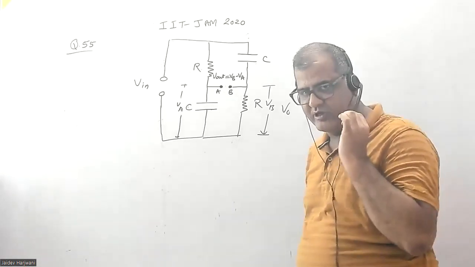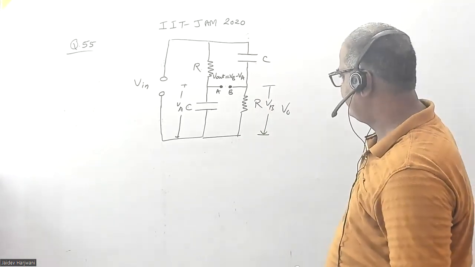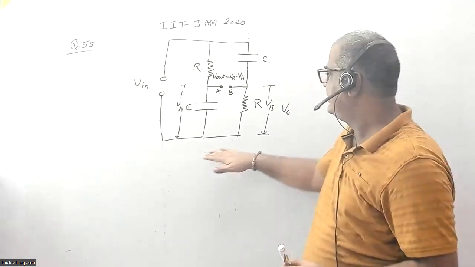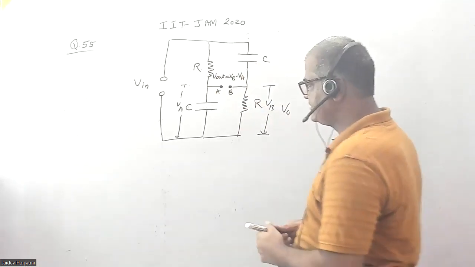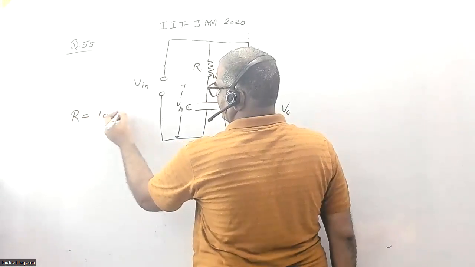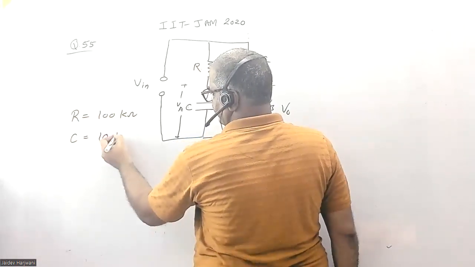Hello students, I am solving one more problem from the IIT-JAM 2020 question. This is question number 55. In this question, they have given you an AC circuit, and they have specified the values of R and C also. R is given as 100 kilo ohm, and C is given as 10 picofarad.